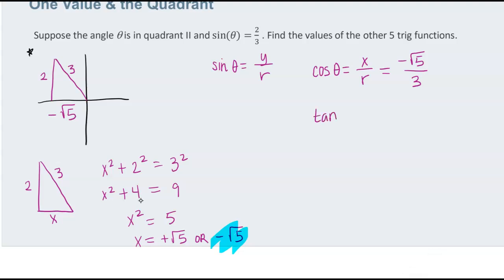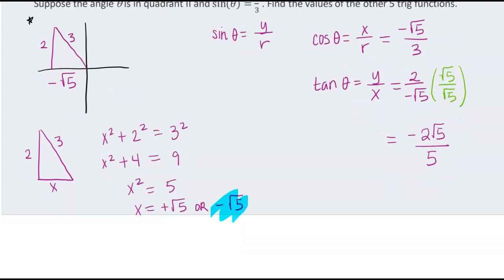The tangent is y over x, which is 2 over negative square root 5. We rationalize this. And we get negative 2 root 5 over 5. I can find the other 3 by taking reciprocals. So cosecant is related to sine. So that'll be the reciprocal of the sine. Take 2/3 and flip it upside down.